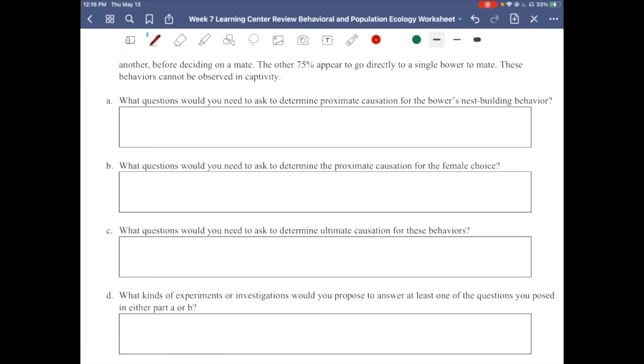So one question we could ask to determine the proximate causation could be to ask what characteristics of the environment trigger the bower building response in males, because the question pointed out that it's only observed in nature, not in captivity. So asking a question like that would help us determine the characteristics of the environment.